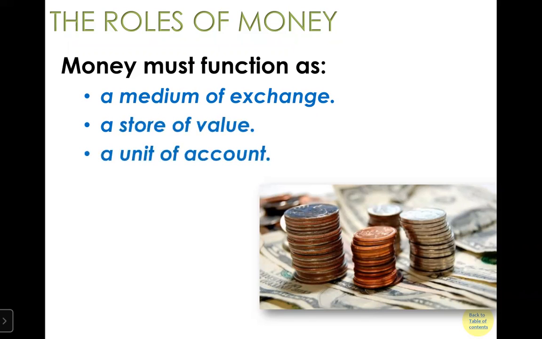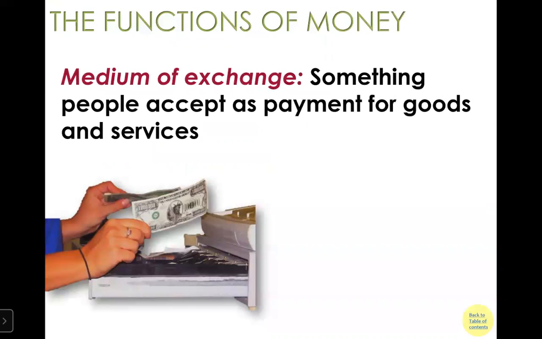Number two, it must be a store of value. So that just helps us to keep the value of the things we have, right? And the third, it must be a unit of account. So this is for transaction, right? Now let's just look at each of them in detail.